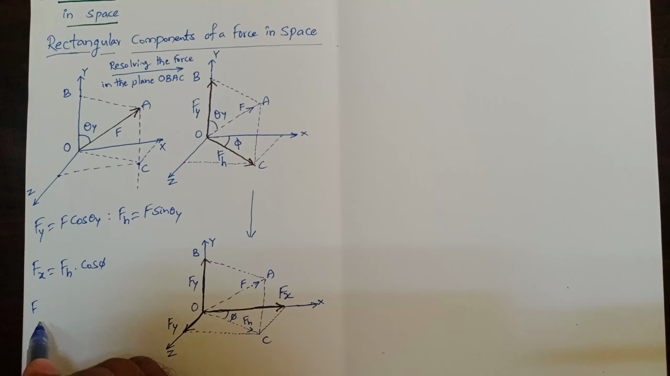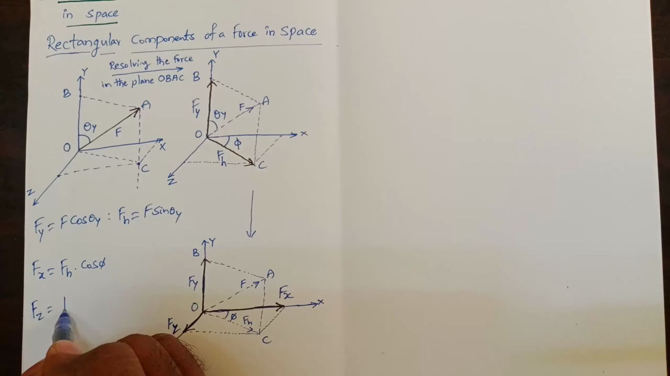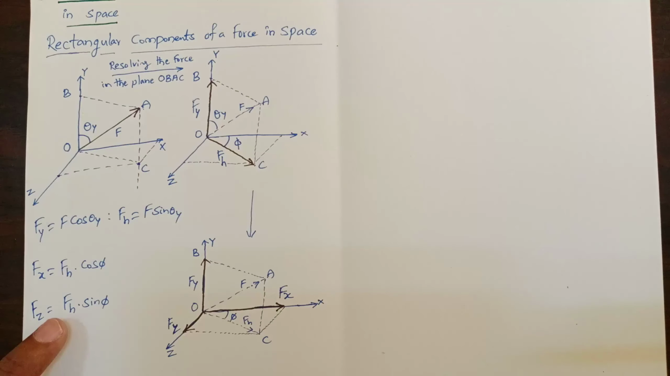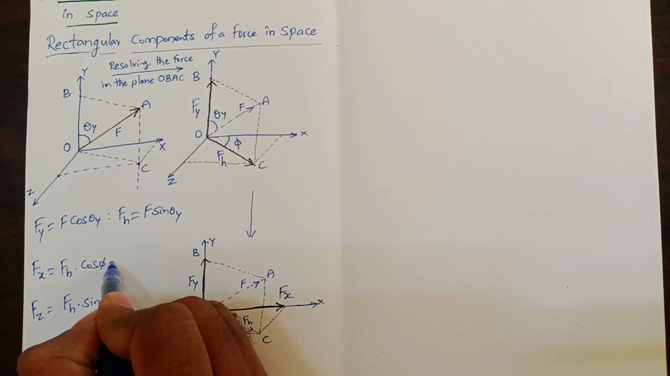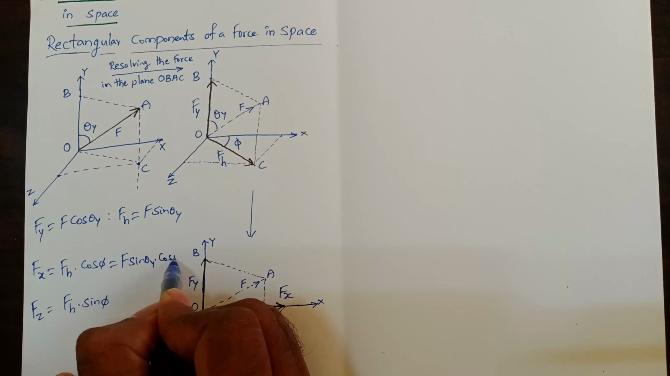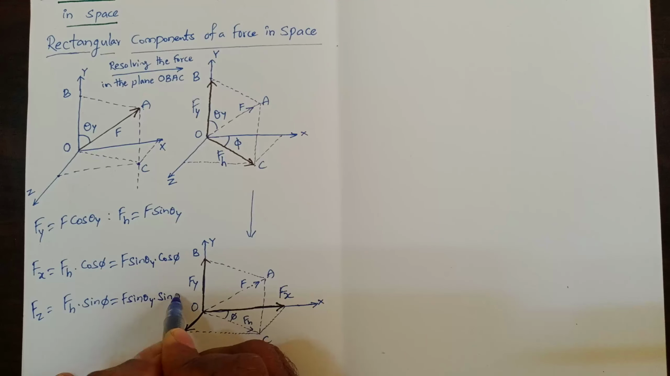Sorry, this is not Fy, this is Fz. Because it is acting along the z-axis, Fz is equal to Fh sin phi. Now substituting the Fh value here, finally Fx is equal to F sin theta y into cos phi. Similarly here, Fz is F sin theta y into sin phi.